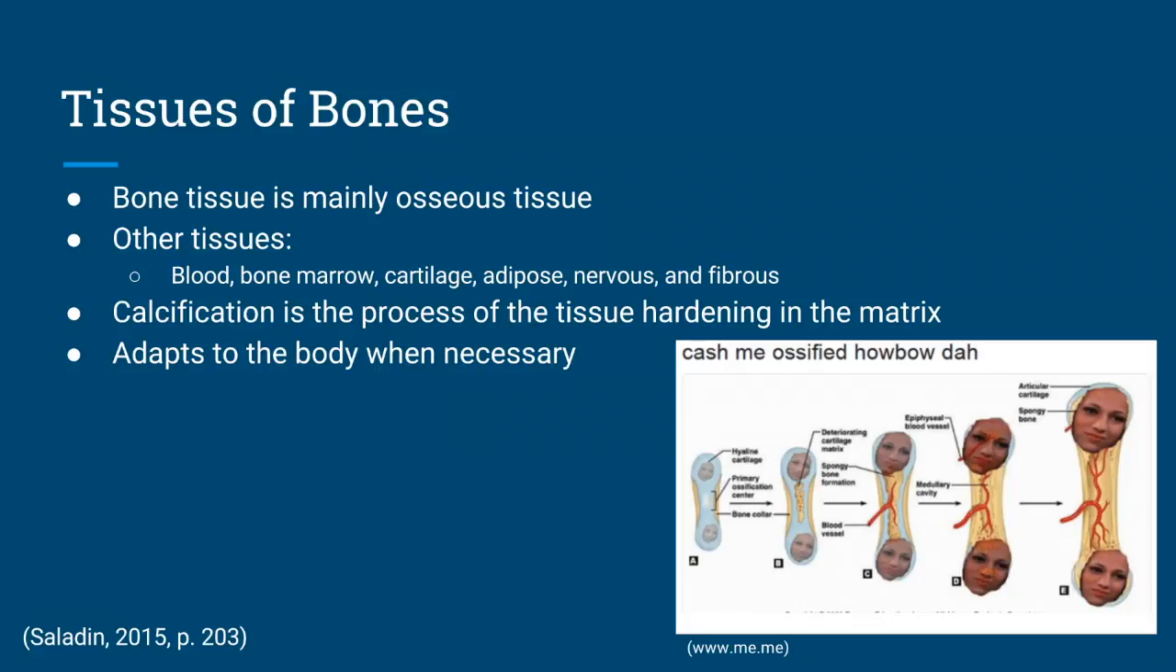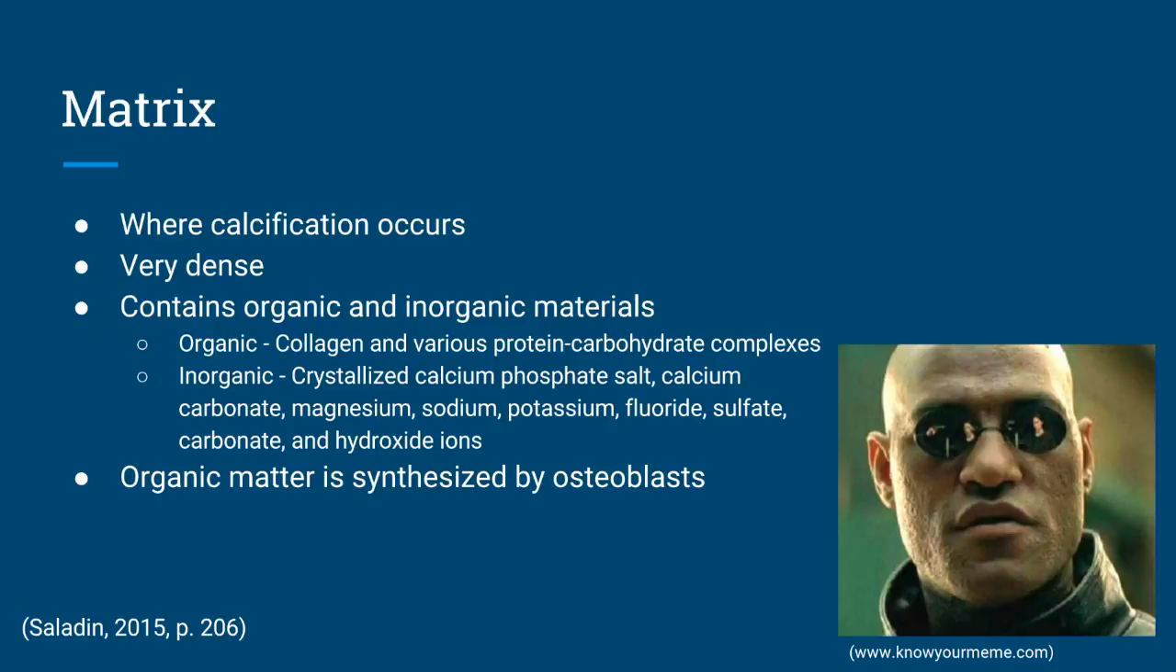Next, we have the tissues of bones. The main tissue is osseous tissue, but there's also blood, bone marrow, cartilage, adipose, nervous, and fibrous. Calcification is the process of the tissue hardening in the matrix. It adapts based on things like tension and exertion on the bones. Next, we have the matrix, which is where calcification occurs. It's very dense and contains organic and inorganic materials. This organic matter is synthesized by osteoblasts.